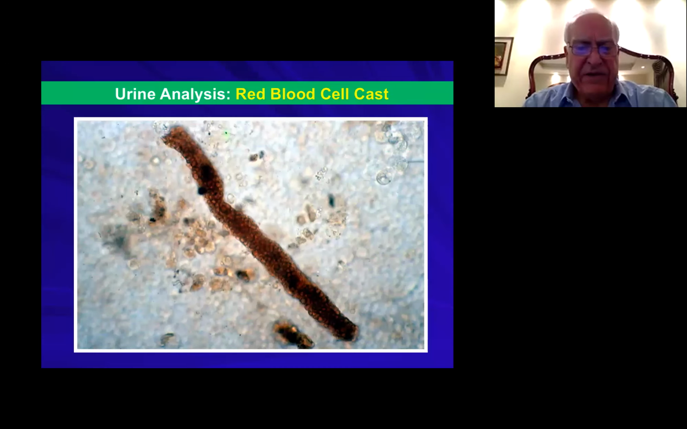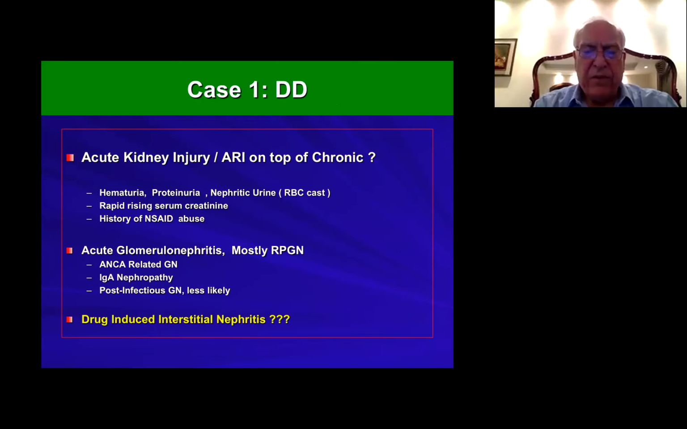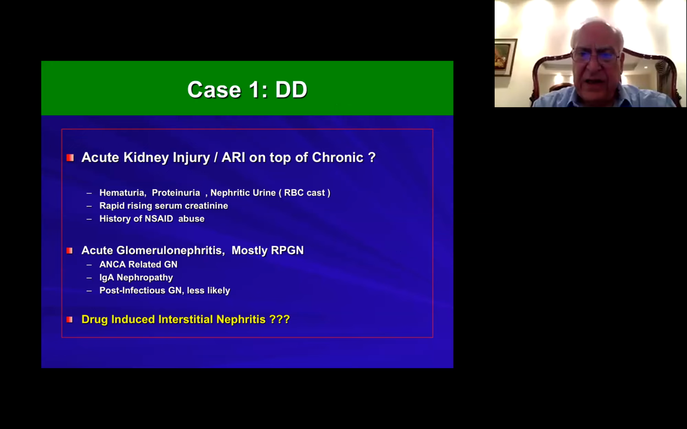Summary, 56-year-old gentleman, hypertensive for 5 years on treatment. Blood pressure is out of control, associated with rapid worsening of kidney function, findings suggestive of acute GN because of the RBC casts. Now, that's when we approach this patient. Acute kidney injury, is this on top of chronic, possibly, hematuria, proteinuria, nephritic urine, rapid rising serum creatinine. There is history of non-steroidal abuse. We have to keep it in mind.